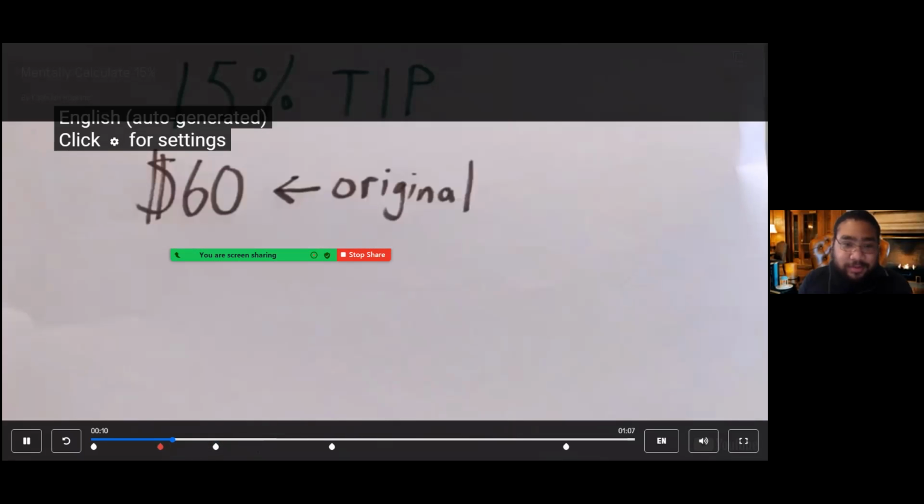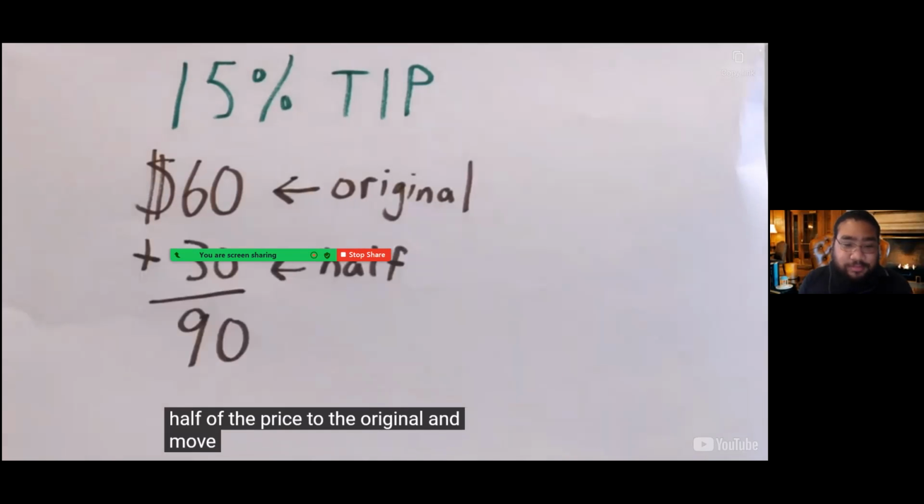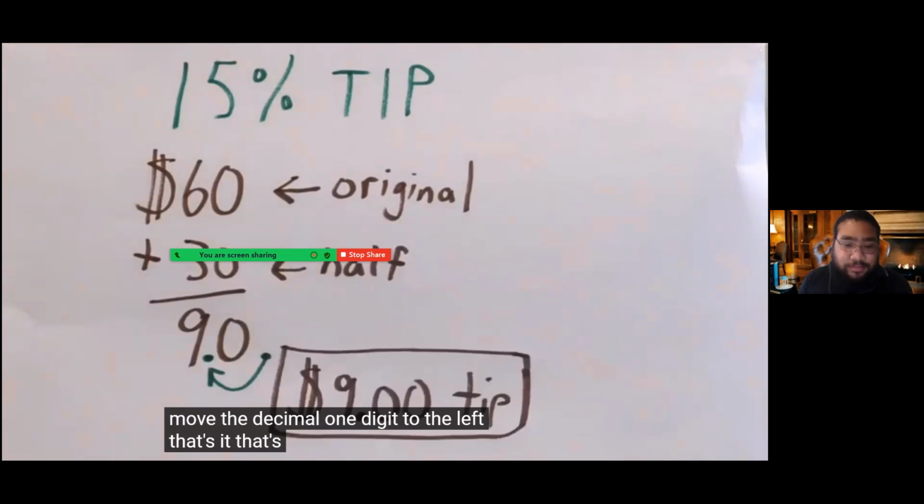Just take the original price and half of the price to the original, and move the decimal one digit to the left. That's it. That's all you have.